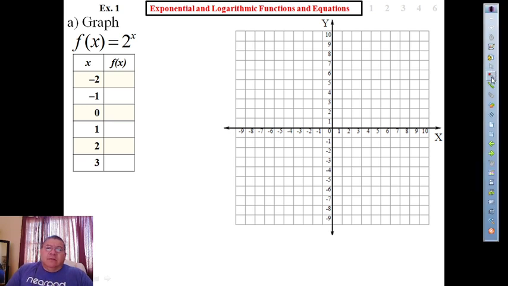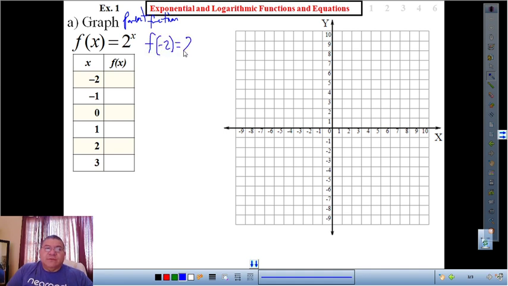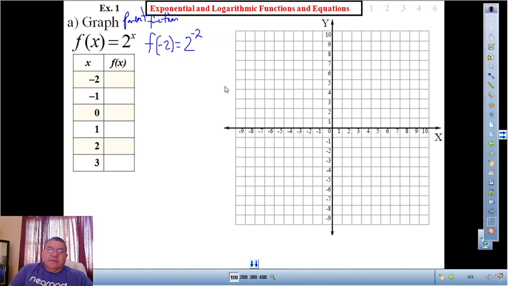All right. So here we go. I'm going to go ahead and fill this in, and I'm going to use blue for this part so we can do the original. This is what we call our parent function. All right, f of x equals 2 to the x power. Instead of x, the exponent, what am I going to substitute in there? That is correct, -2. So f of -2 equals 2 to the -2 power. Does everybody see this? Let me zoom in really quick so you can see.